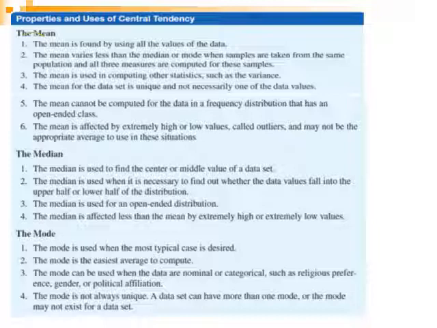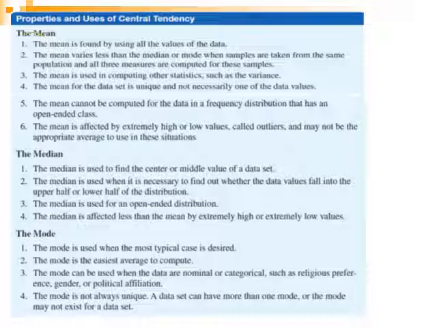The mean varies less than the median or mode when the samples are taken from the same population and all three measures are computed for these samples. So it has less variation. Number three, the mean is used in computing other statistics like the variance. The cornerstone for calculating the variance is the mean. When we take the measures of variation or dispersion in the next video, we will have to calculate the variance, and the variance depends on finding the mean in the first step.